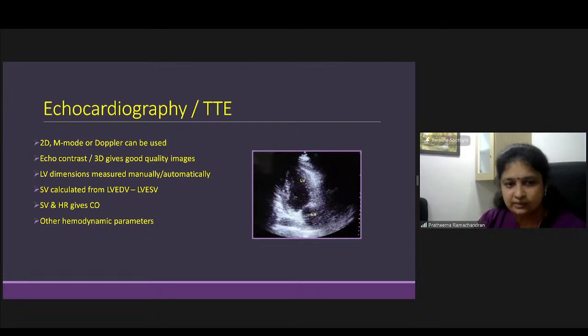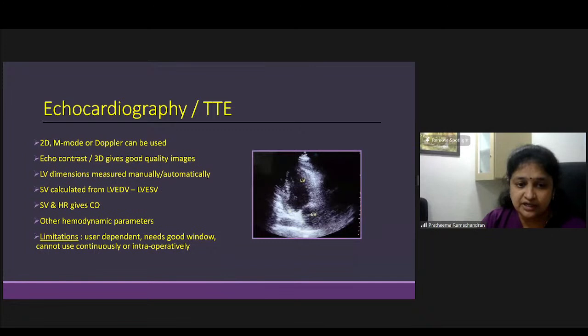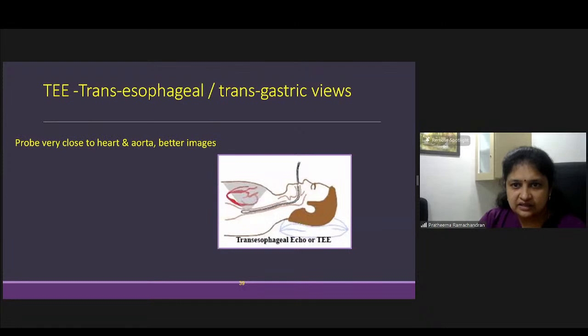But the limitation is we need a good window. It cannot be kept there for time immemorial. We cannot continuously monitor. We can just keep it for some time till the surgery is over and take it off. So this is what the TEE is. We get the transgastric views. It is very close to the heart and aorta. Better images are seen. In real time, we can see how the heart is getting pumped.